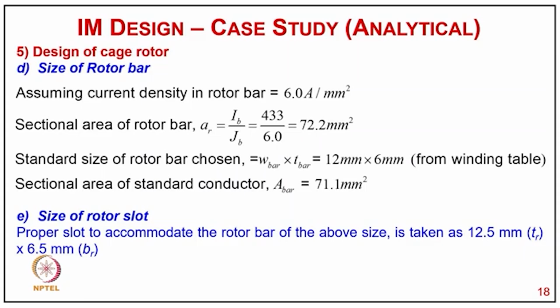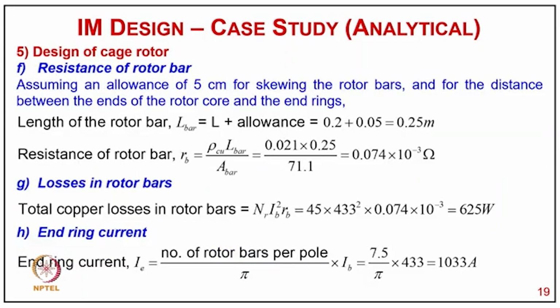So the sectional area of the typically standard conductor comes from this: AR equal to 71.1 square millimeter, if we consider those dimensions. Now coming to the size of the rotor slot, the proper slot to accommodate the rotor bar of our size is taken as 12.5 millimeter TR and 6.5 millimeter BR.